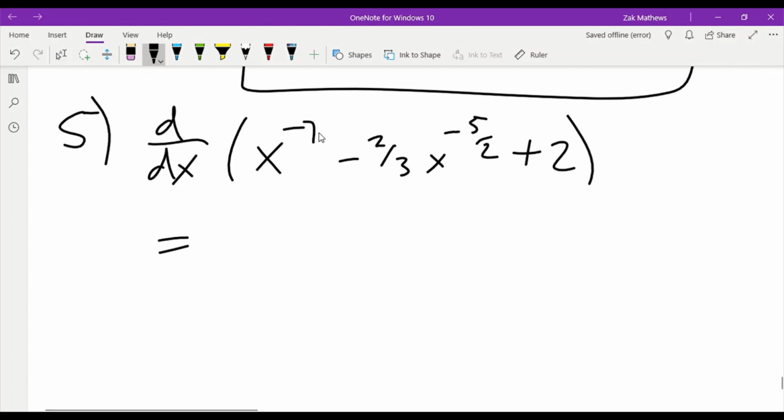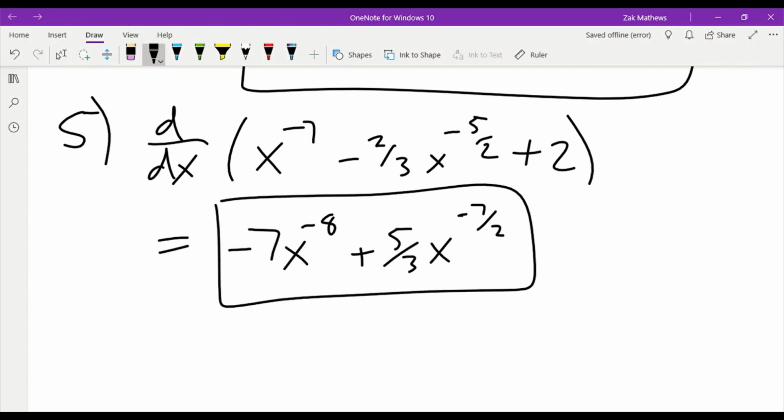So the negative 7 multiplies to the front. And then I subtract negative 7 by 1, it becomes negative 8. Remember, those numbers are going to get even larger in the negative direction when we are subtracting 1 from a negative. Negative 2/3 times negative 5 halves, well, the 2's will cancel, and so we'll be left with a positive 5/3. We subtract that exponent by 1, so negative 5 halves minus 1 would be negative 7 halves. We have to subtract by 2 over 2. And then the derivative of 2 is just 0, it's a constant, so that would be our answer.